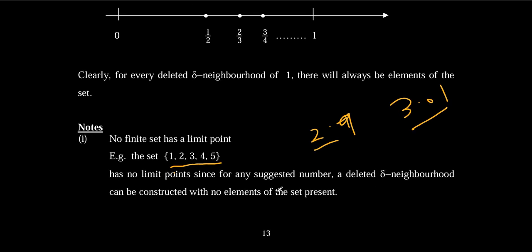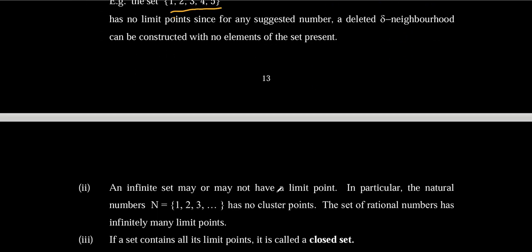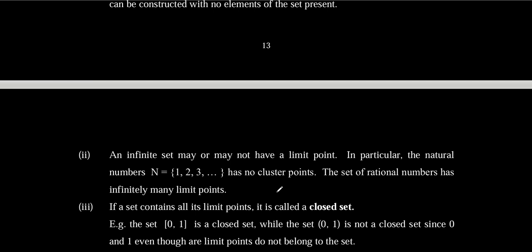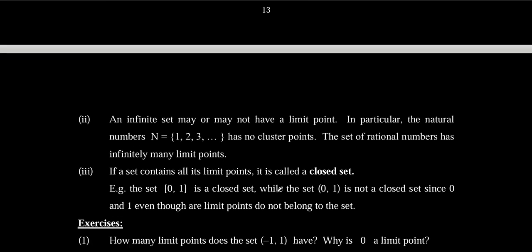So that's what you see. Now, an infinite set may or may not have a limit point. In particular, natural numbers have no limit points, right? If a set contains all of its limit points, it is called a closed set, right? And this is also another point of confusion, but just take note. When the representation is drawn such that you see square brackets, it means that 0 and 1 are part of the set, right?